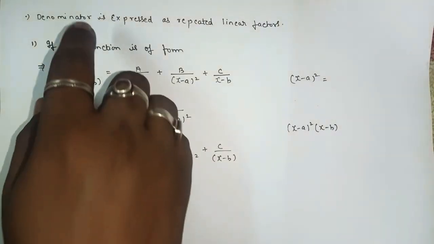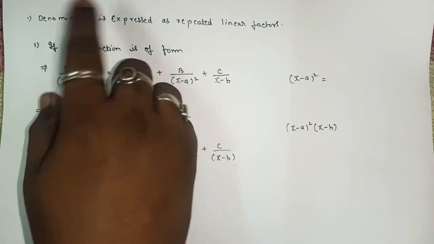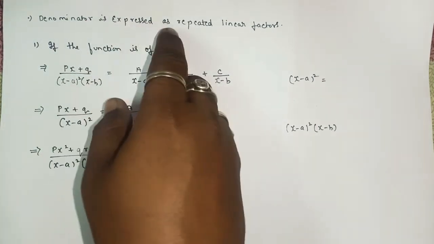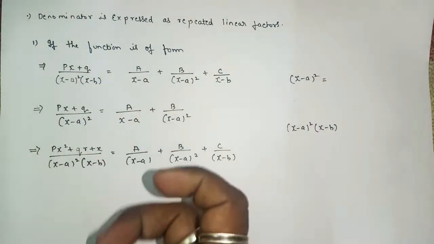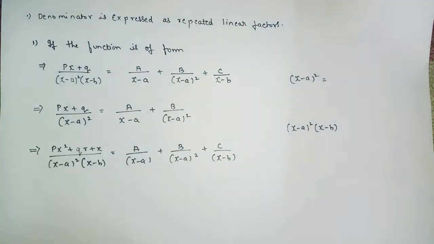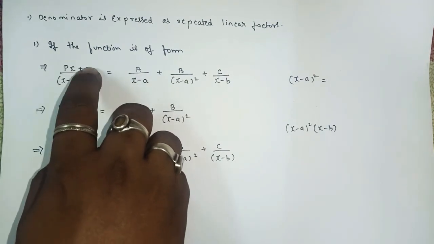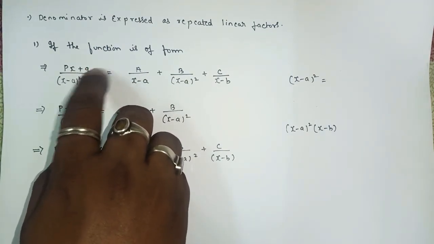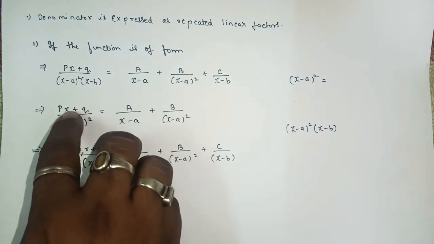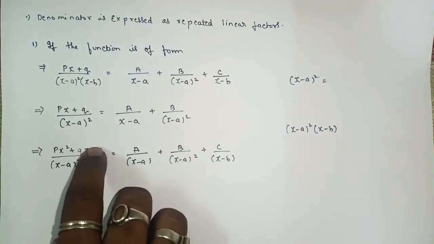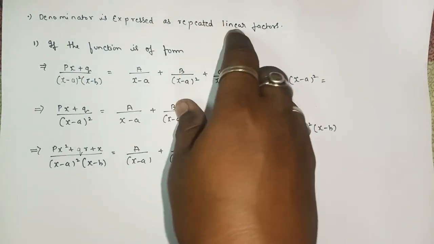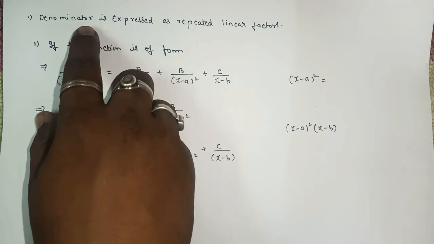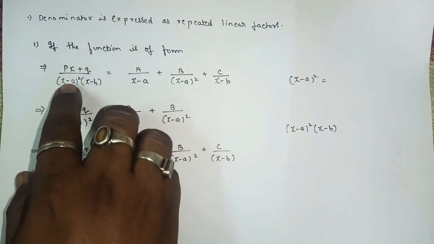Now we'll move on to the next type, where you will see what happens when the denominator is expressed as repeated linear factors. So what do you mean by repeated linear factor? Here the numerator for the first case is px plus q, linear. Here also we have linear. Here we have a quadratic form. Just focus on the denominator.